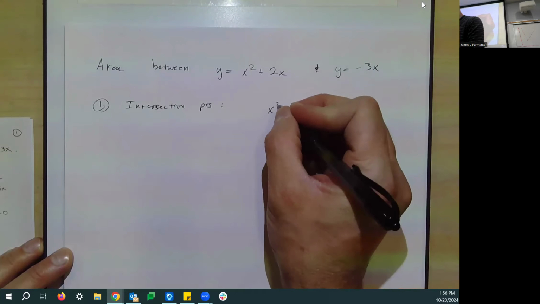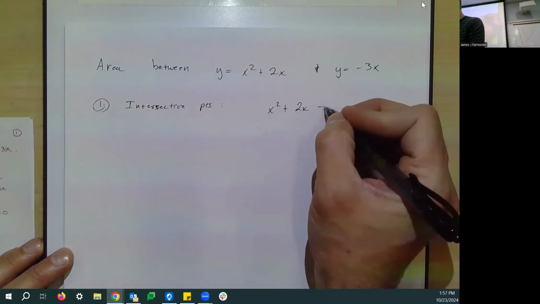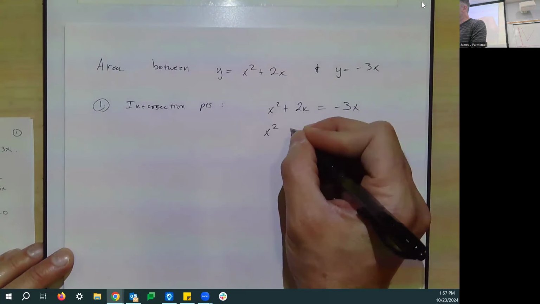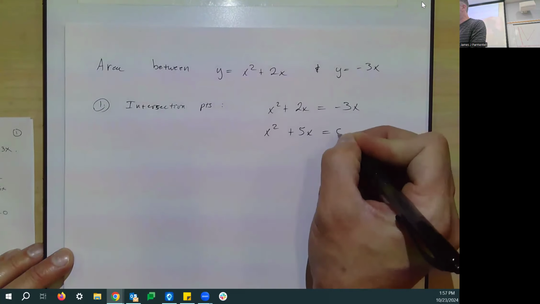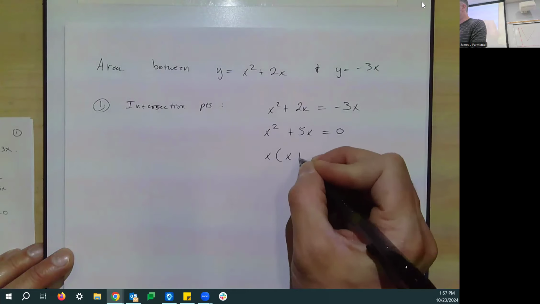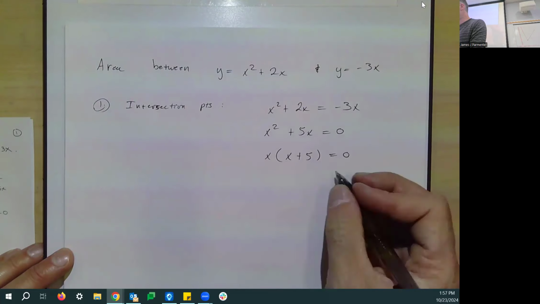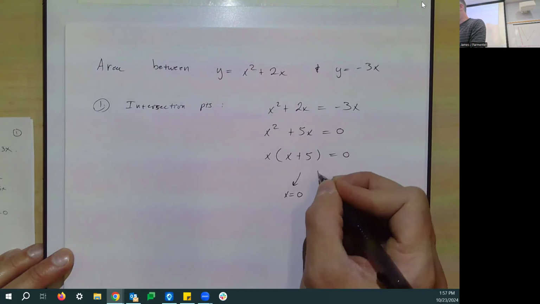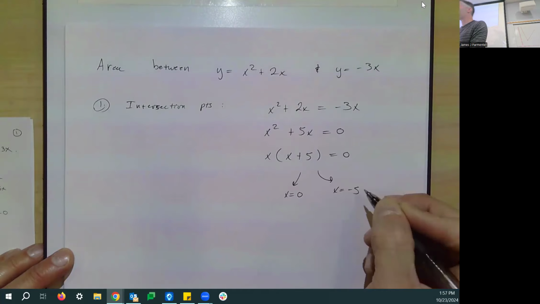So we're going to set x squared plus 2x equal to negative 3x. We're going to typically bring everything to one side, so you get x squared plus 5x equal to 0. We're going to factor. We get x times (x plus 5) equal to 0. So our solutions, our limits of integration, are going to be x equal to 0 and x equal to negative 5.